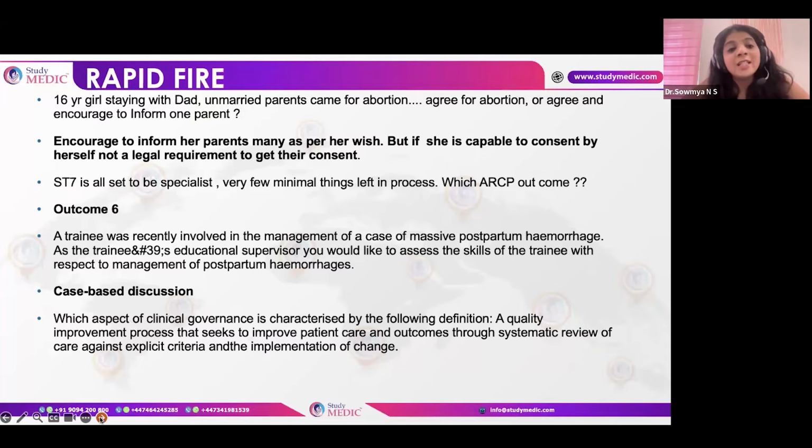Next, which aspect of clinical governance is characterized by the following definition? A quality improvement process that seeks to improve patient care outcomes through systematic review of care against explicit criteria and the implementation of change. Obviously, it's very clear. It's a clinical audit. So remember, research gives you the lyrics to sing the song, but audit checks whether you are singing in the right tune and whether you are using the right lyrics. Okay.